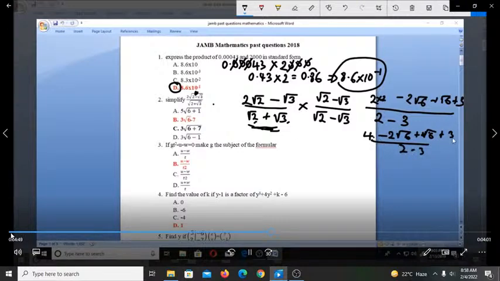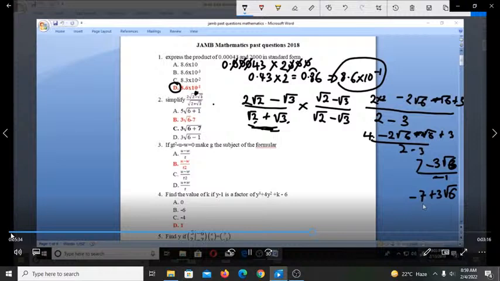So 4 plus 3 is going to give us 7, minus 2 root 6 plus 1 root 6 is going to give us, please, this is minus, so you're going to have minus 2 plus 1, which gives us minus root 6. All over 2 minus 3, which is minus 1. So if you bring this down, it will give us minus 7 because of this minus, plus, minus times plus root 6. So this is the answer.